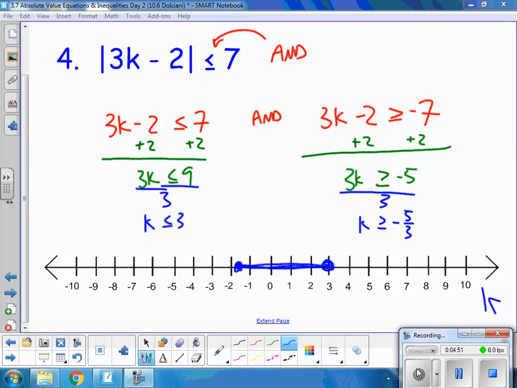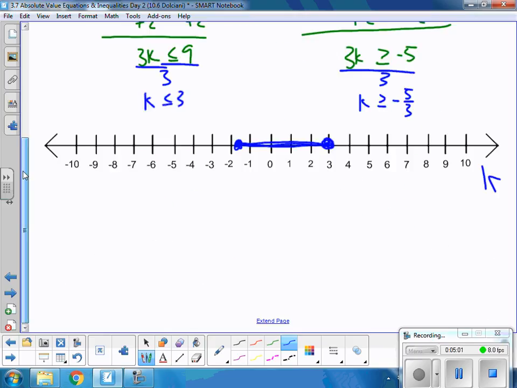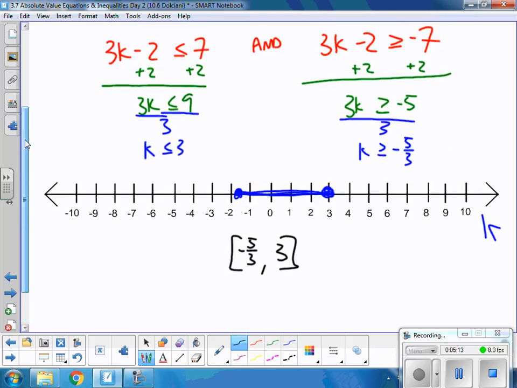Follow the steps, treat it like a two-step equation. Keep an eye, no symbols did any flipping here. And this is an and, so I'm looking for the overlap. So here is where it's looking, right here. And if I did this in interval notation, I can see that it's going to bracket at -5/3, and it's going to be a bracket at 3. And there is my solution to this.